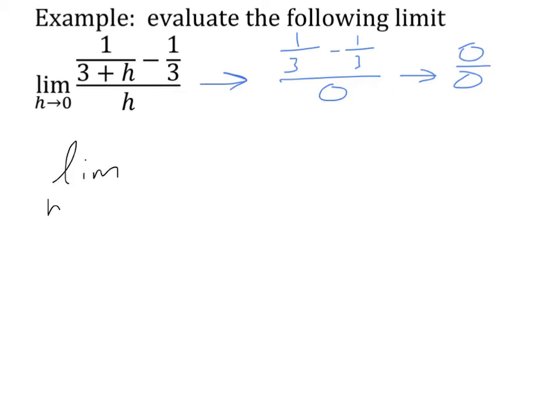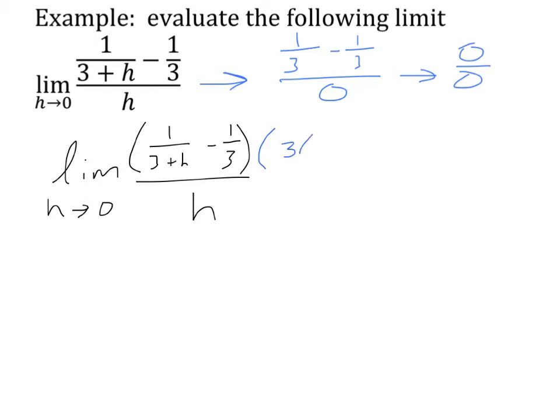I'm going to do the limit as h approaches 0 of 1 over 3 plus h minus 1/3 all over h, so my original function, and I'm multiplying now by 3 times 3 plus h. And I'm going to do that to both the numerator and the denominator. And I hope it's clear to everybody why that's the common denominator. The idea is if you've got both of these factors, your denominator would have to be both of them. You'd have to share the 3 over here and the 3 plus h over here.